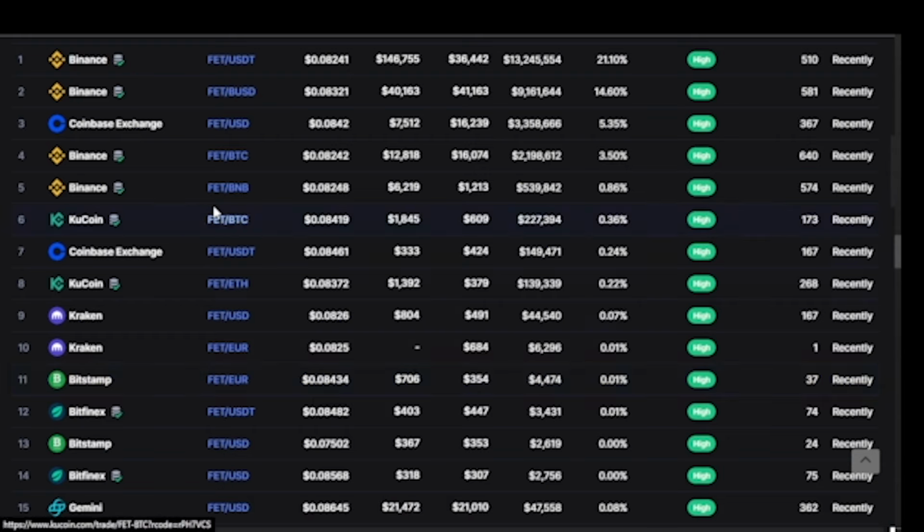So guys, if you want to get the Fetch token, you can get it on Binance Exchange, on KuCoin Exchange, on Coinbase Exchange, on Kraken Exchange, on Bitfinex Exchange, and any other exchange where you get your favorite altcoin.